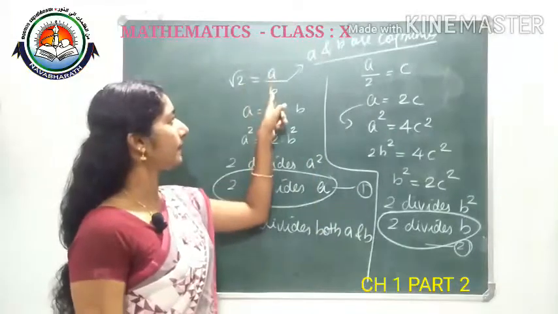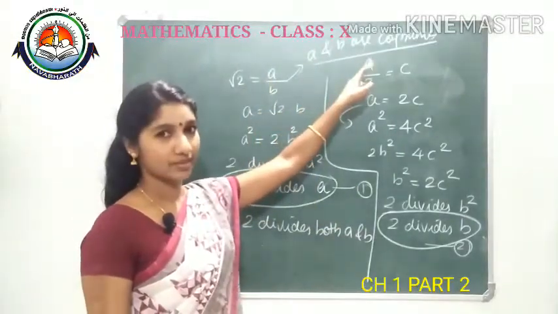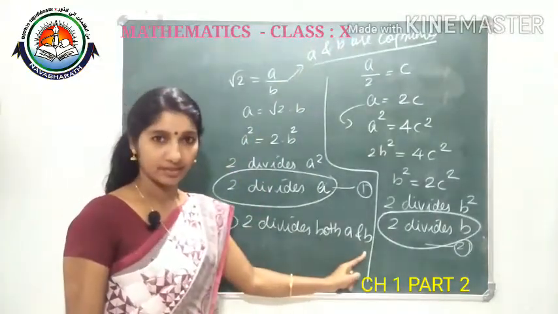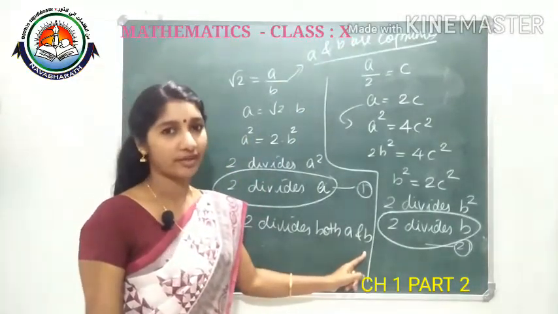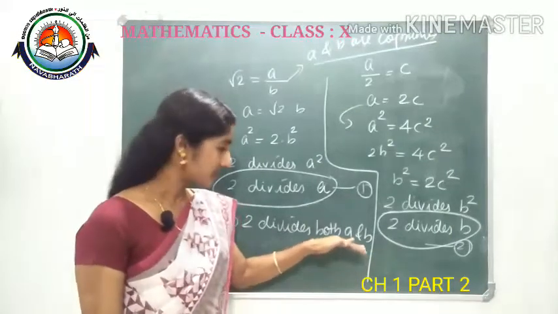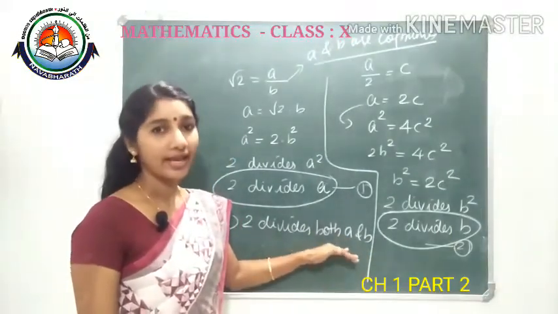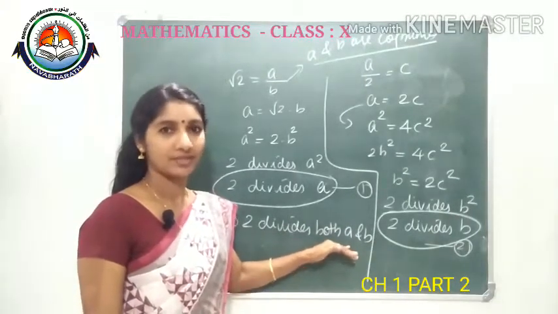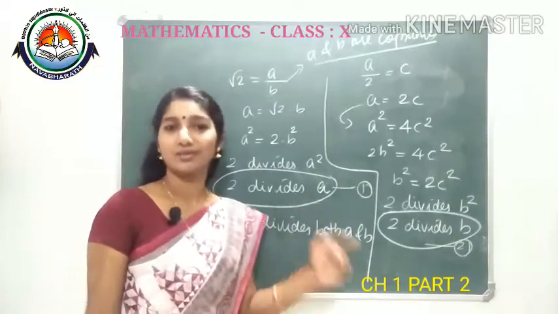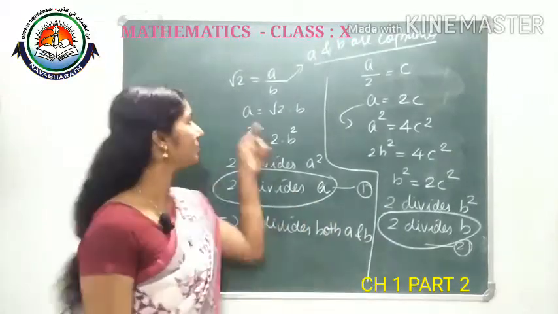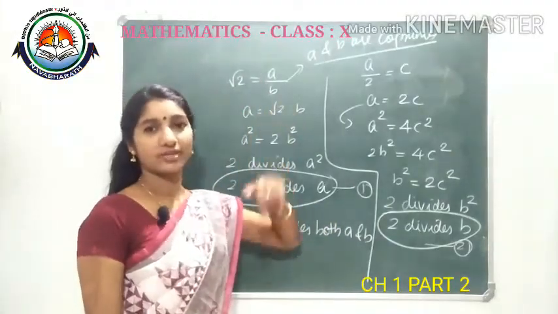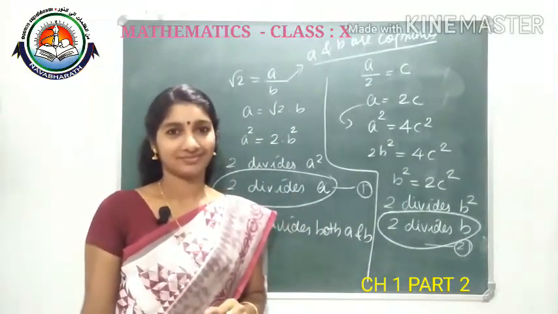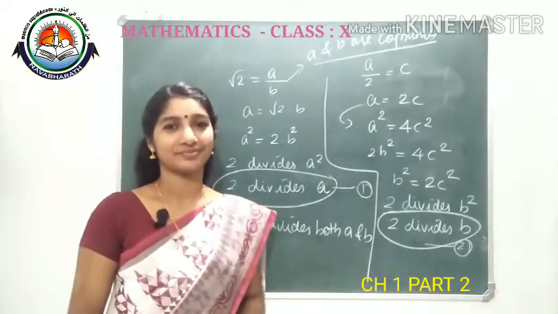Since root 2 equals A by B, where A and B are co-primes, if we write like this, we will get 2 divides both A and B. That means 2 is a common factor for A and B. This makes a contradiction for the statement A and B are co-primes. So our assumption was wrong. What we assumed? We assumed root 2 equals A by B. So our assumption was wrong. Root 2 is an irrational number. Clear? Like this we will give the proof.